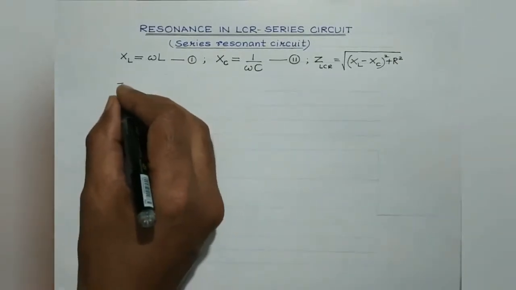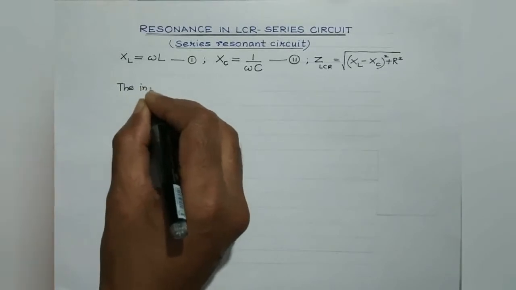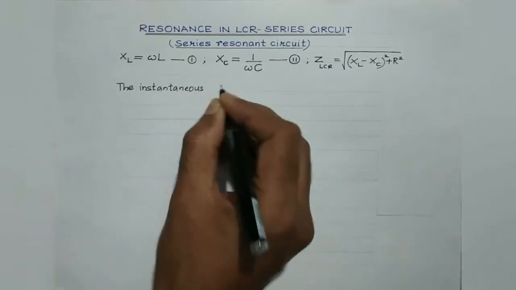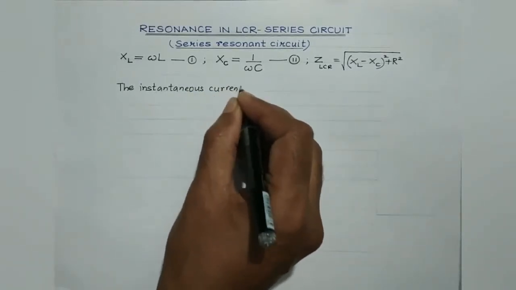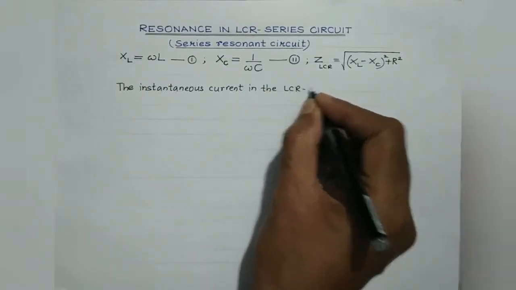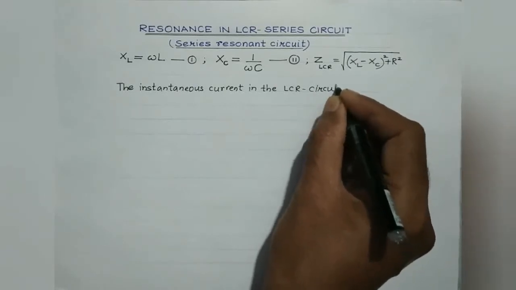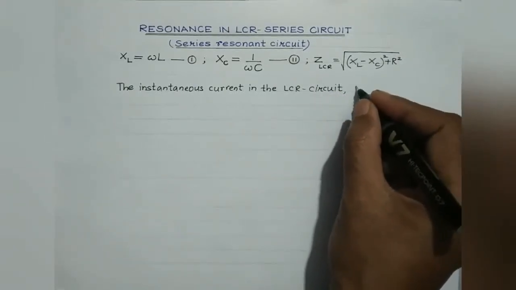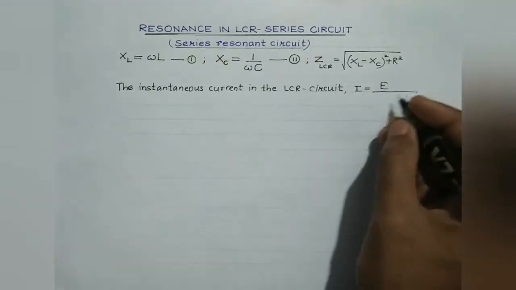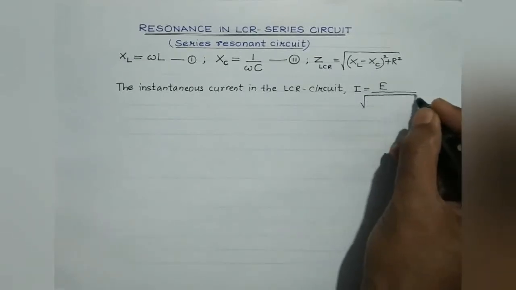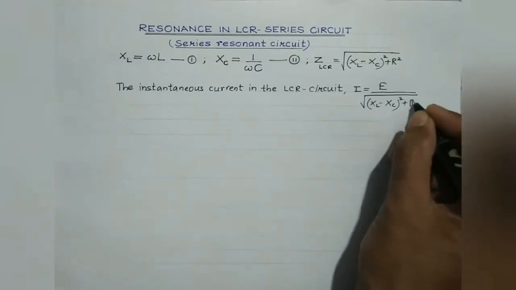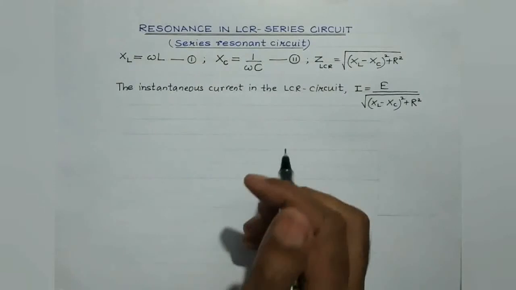And the instantaneous current in the LCR circuit is given by, this we have already proved in the previous lecture. It is given by I is equal to E by Z, E by Z LCR, that is square root of (XL minus XC) whole square plus R square. So these are some known facts.